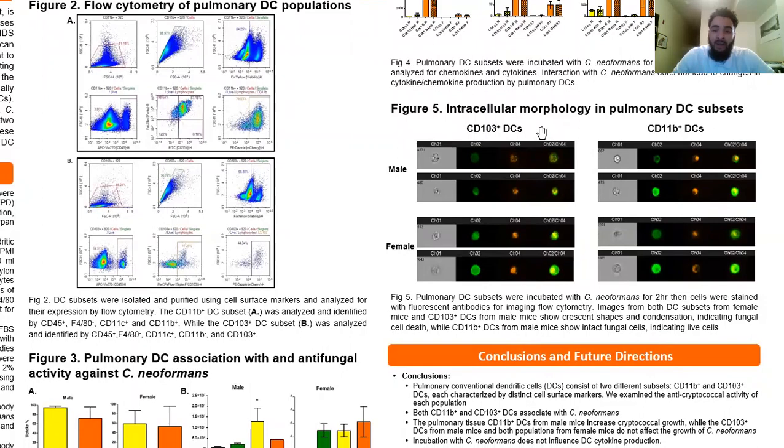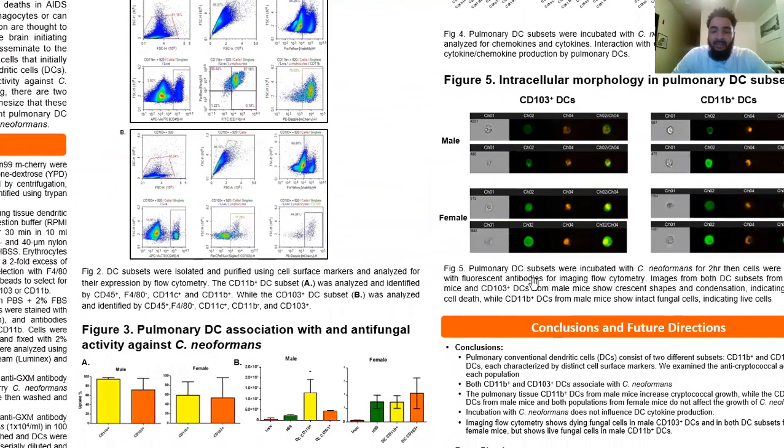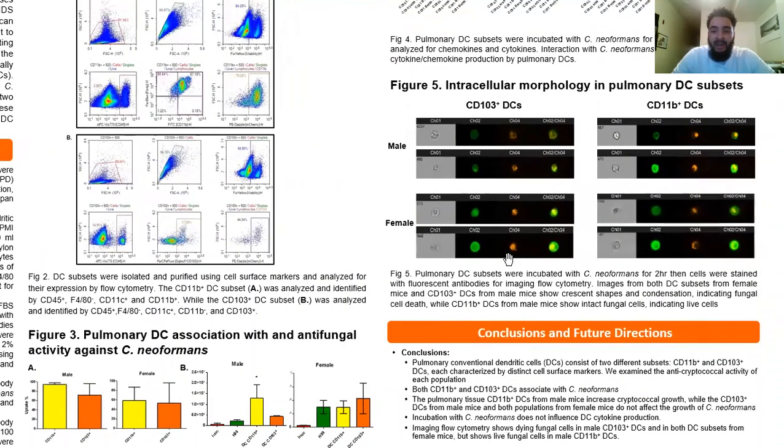One thing I want you to take note of is that if Cryptococcus is condensed or shows a C shape, that means the dendritic cell is able to kill the Cryptococcus neoformans, and that's something we want to see. However, if you see a round, nice shape, such as right here for the male dendritic cells of the CD11Bs, that shows that the dendritic cell has not successfully killed Cryptococcus neoformans, and now we're wondering why that is happening. The big takeaway from figure 5, compared with figure 3, is that both dendritic cell subsets are not inhibiting the cryptococcal fungal pathogen.